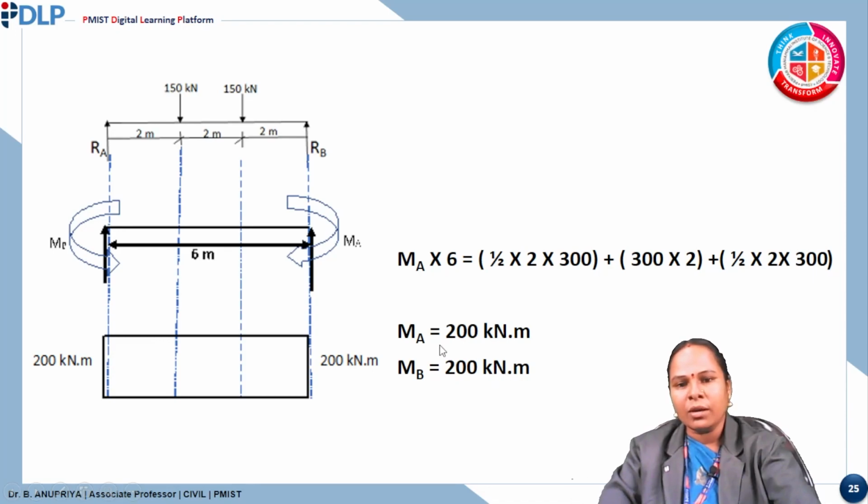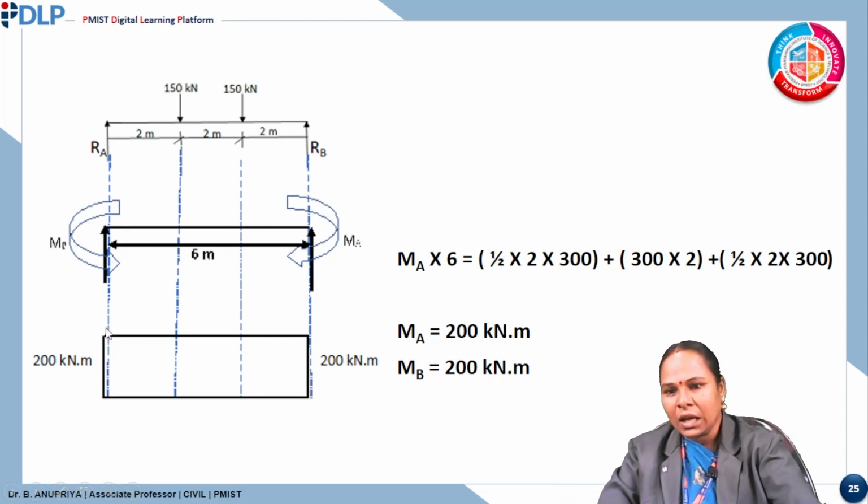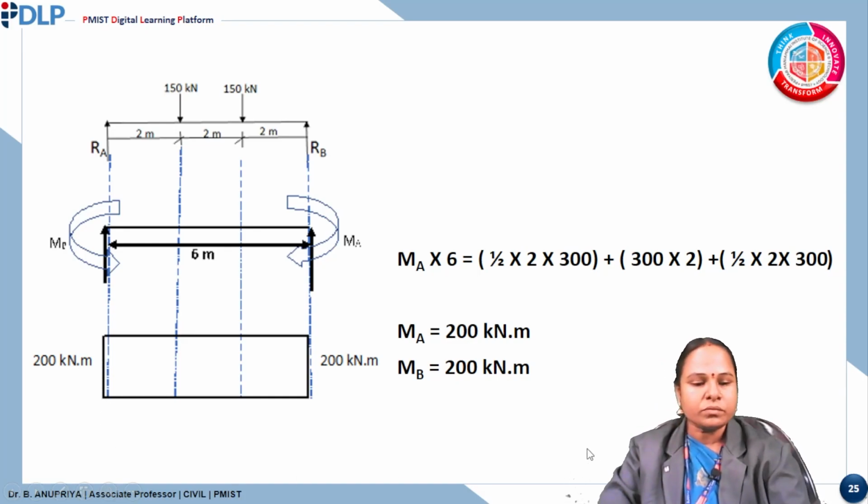By simplifying, moment at A is 200. Similarly, if you take the other side, the moment will be the same because the span length is equally distributed, 2 meter, 2 meter, 2 meter. So the other moment will also be 200 kilonewton meter. This is in the form of a rectangular section. Here the moment is 200, and the 200 will be the same till the other end. Here also it is 200.